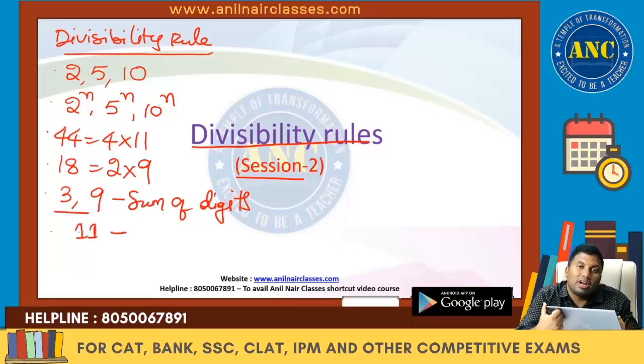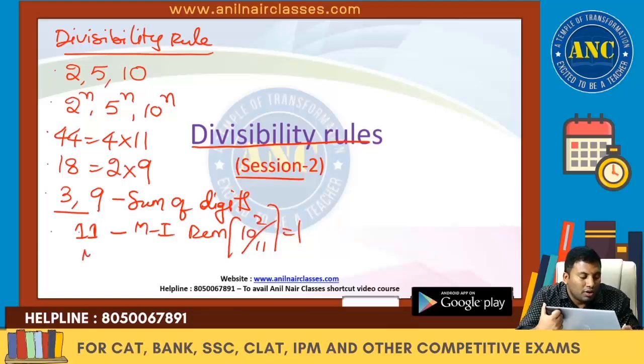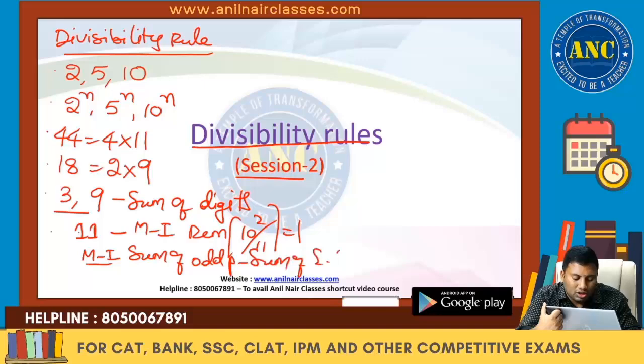I discussed 3 methods. Method 1: remainder 1, 10 squared divided by 11 gives 1. Method 2: the sum of odd places minus the sum of even places should be divisible by 11, or it should give a difference of 0.